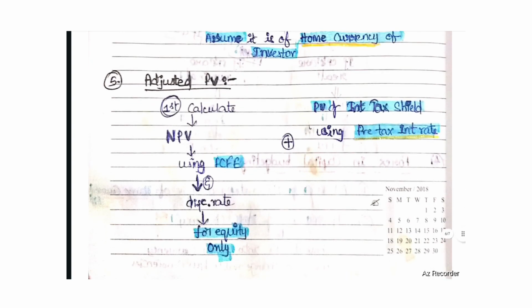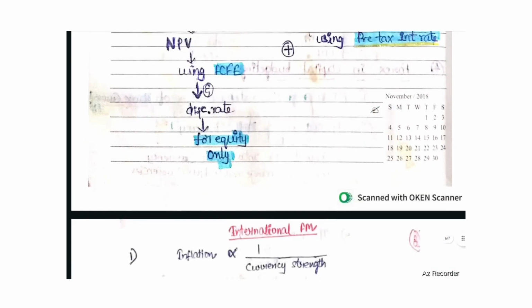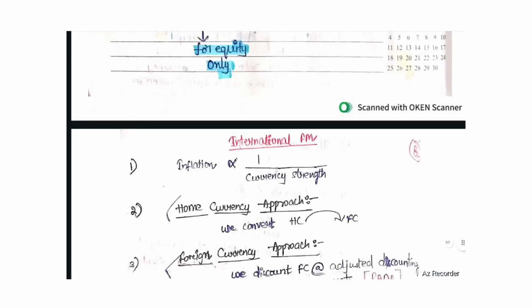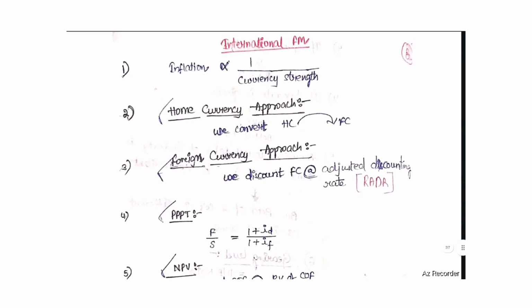How to calculate adjusted present value? First, calculate NPV using free cash flows to equity and discount rate for equity only, plus present value of interest tax shield using pre-tax interest rate. We will get adjusted present value. Inflation is inversely proportional to currency strength.